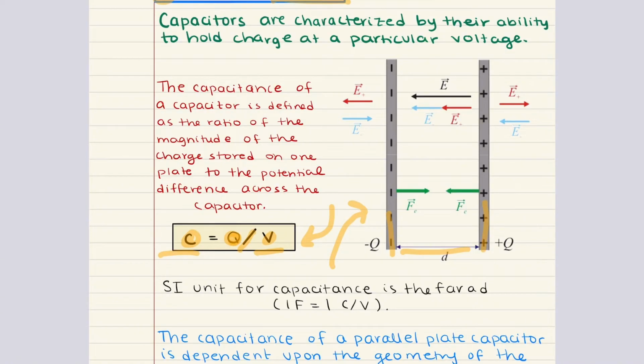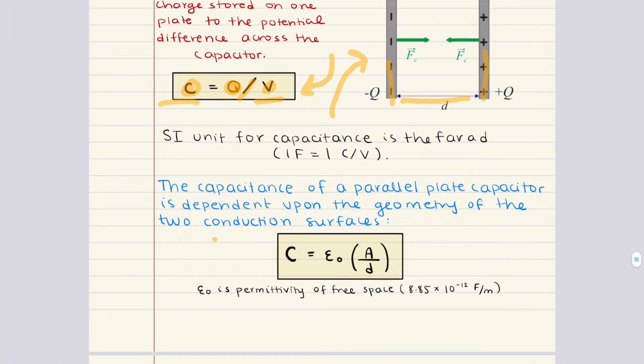For a parallel plate capacitor, where two conductive plates are separated by a distance d, the capacitance can be calculated using this equation right here. This equation says that capacitance is equal to epsilon naught, which is the permittivity of free space, and this is equal to 8.85 times 10 to the negative 12 farad per meter. And that's multiplied by this term right here, A divided by D. A is the area of each plate. D is the distance between the two plates.